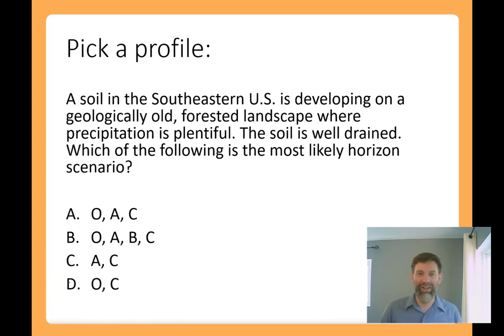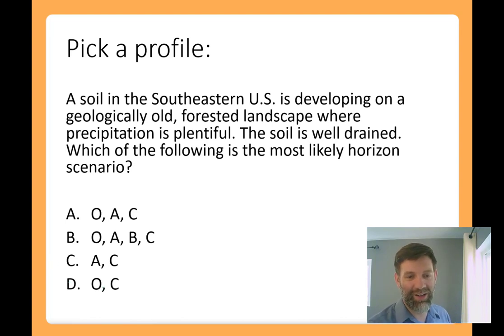Here's another one. Southeastern U.S.: we've got a geologically old forested landscape, lots of precipitation, a well-drained soil. Similar question, slightly different set of options. Think it through. Pause if you need to. Once you've got an answer, hit play.